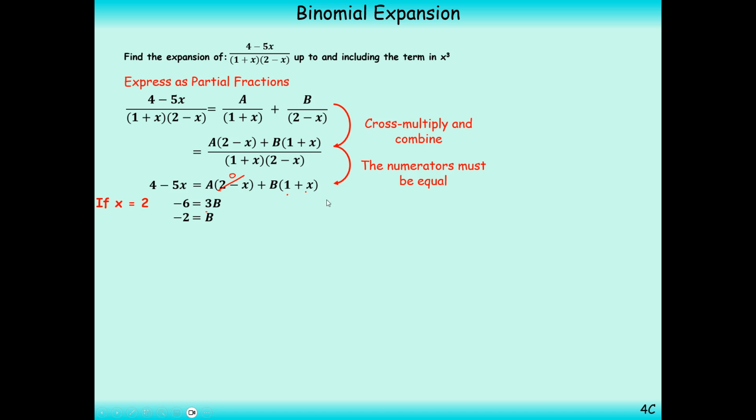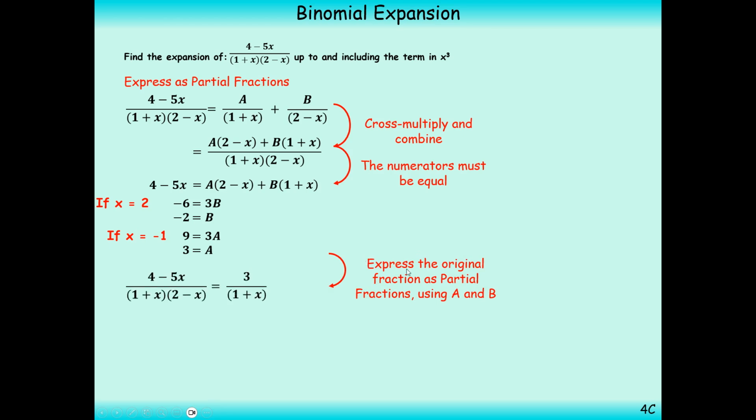Then to eliminate the other bracket, what value of x would you use? I would use x equals minus 1. So let's substitute that into both sides and you get A equals 3. Now we rewrite these two values of A and B in the fractions and you'll see why this turns into binomial expansion. We've been looking at writing such fractions all along as binomial expansions.